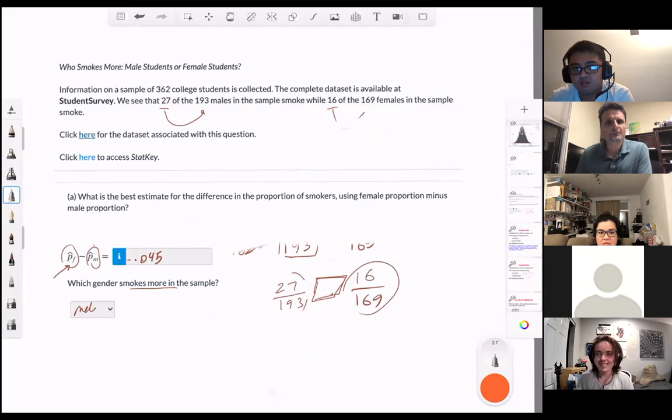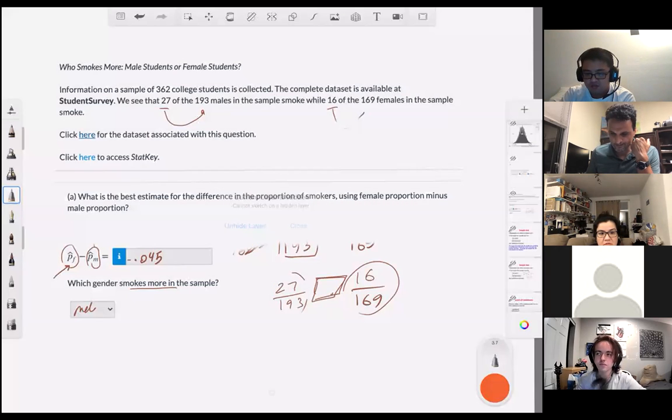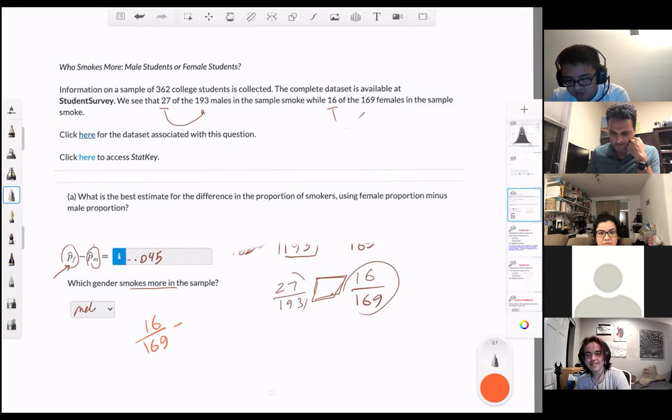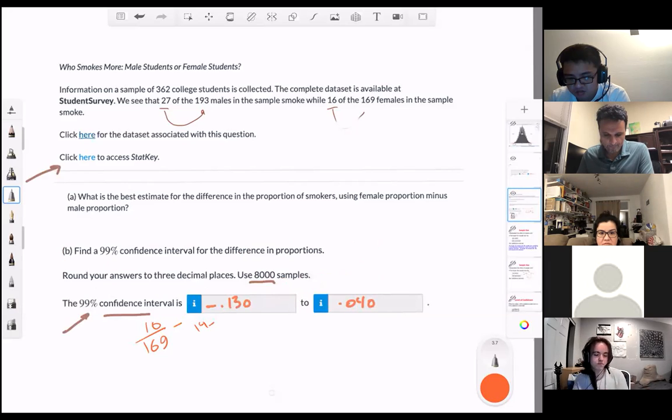This was not recorded, so they ask us the proportion of female, which is 16/169, minus the proportion of male, which is 27/193. It gives us 0.045. And for the confidence interval, we use the StatKey.